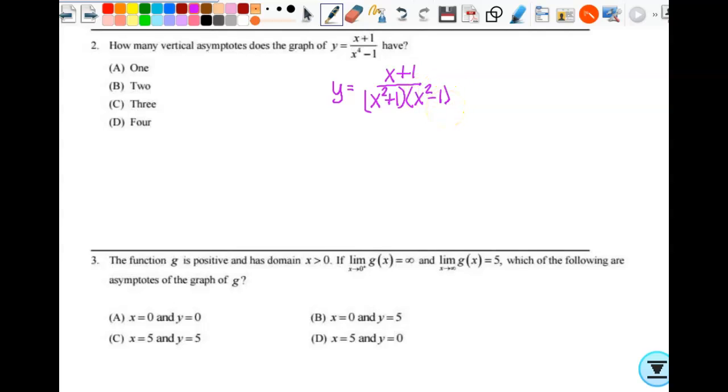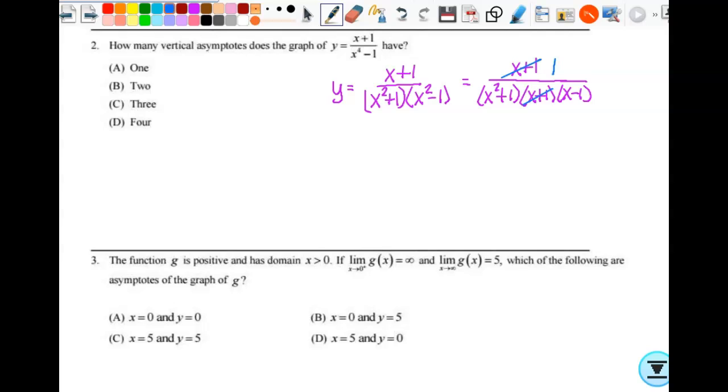Can I factor some more? Yes, I can. So I still have x plus 1 in the numerator. Can I factor this x squared plus 1? No. So that stays x squared plus 1. But then this is another difference of squares, so that's x plus 1 times x minus 1. Does that mean I have 3 vertical asymptotes? No. Can I reduce this? Yes. When I reduce these here, and this becomes a 1, what does that tell me is happening at my graph when x equals negative 1? There's a hole. Not what this question's asking, but there's a hole there.